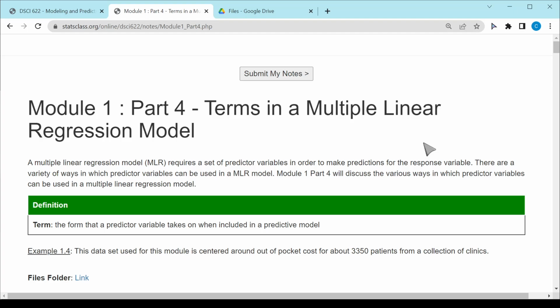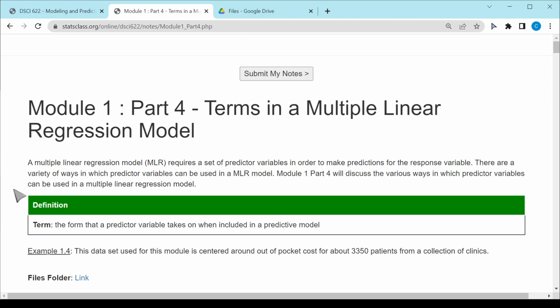So a multiple linear regression model requires a set of predictors in order to make predictions for the response variable. Now there are a variety of ways in which the predictor variables can be used in that multiple linear regression model. In Module 1 Part 4, we are going to discuss those various ways.